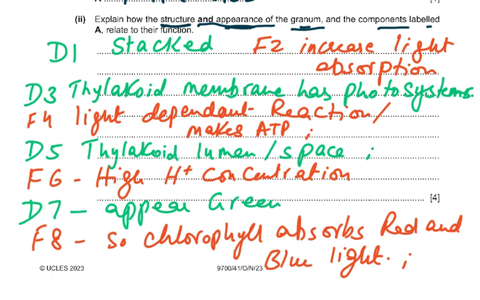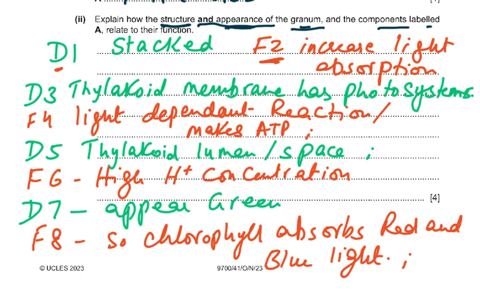Now you can see how I've marked them. The marking scheme points are 8. D1 means the first description. Then F2 is the second mark scheme point. So F2 is the reason, the function of it. So D is for description and F is for function. So if you said stacked and then you said this increases light absorption, well, that gets you 2 marks because one is the description and one is the function.